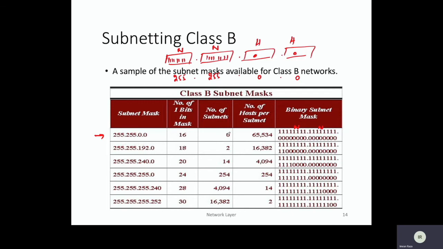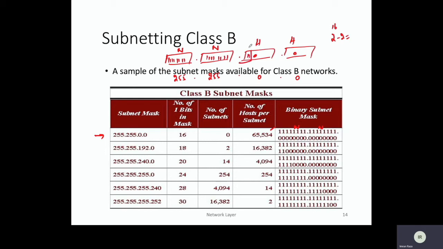And how many subnets are created? None. Why? Because we have not borrowed any bits from the host portion. Then how many machines can be assigned against one network? For that, again, we see how many bits are there in the host portion. 16. So 2 raised to power 16 minus 2. We know this number is 65,534.